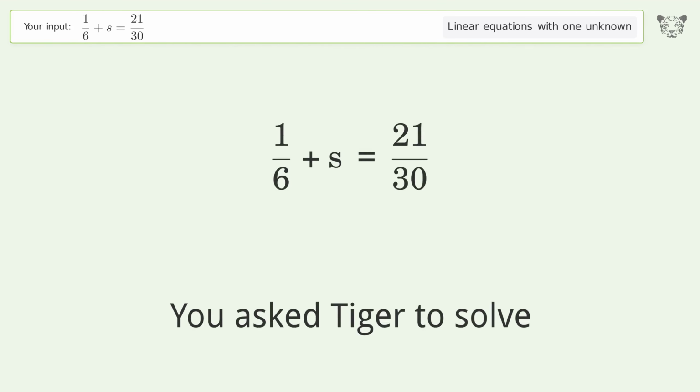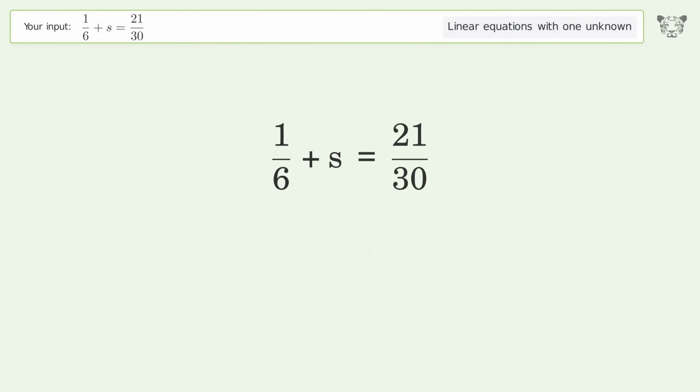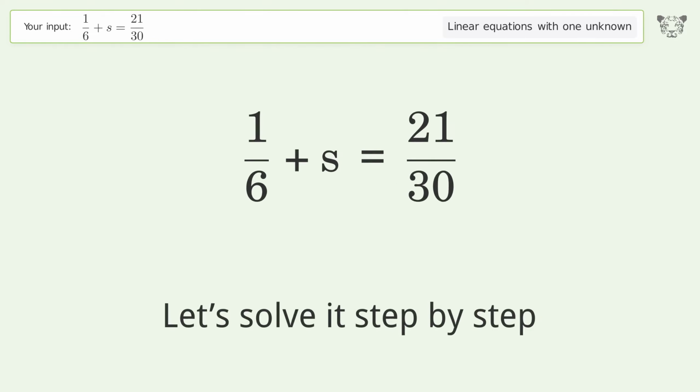You ask Tiger to solve. This deals with linear equations with one unknown. The final result is s equals 8/15. Let's solve it step by step.